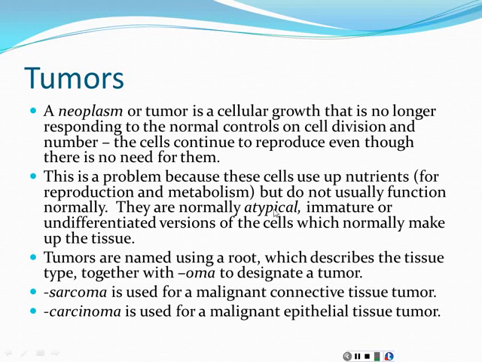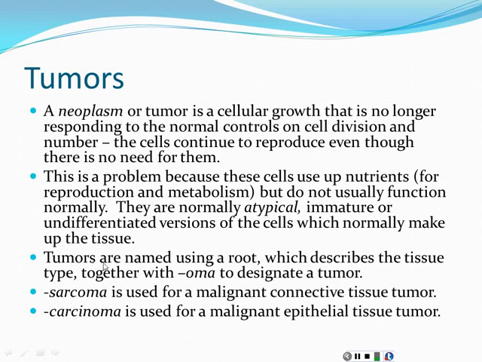Typically, the cells are atypical somehow. In other words, they don't look like normal cells. They don't look like a bunch of normal cells dividing. They look like abnormal cells dividing instead. So they're immature or they're undifferentiated. In other words, they don't show the same characteristics of normal cells of that tissue.